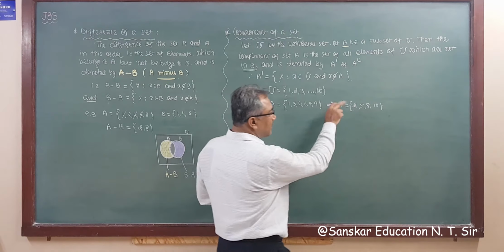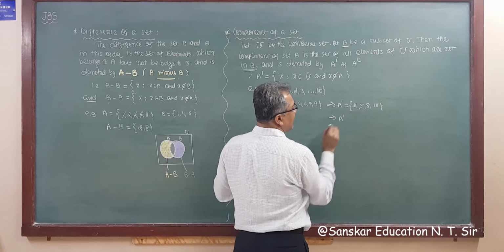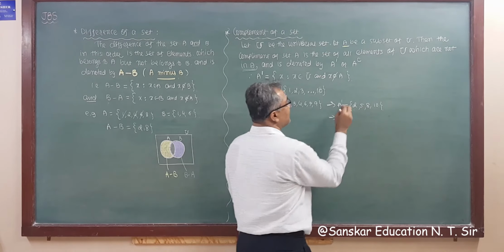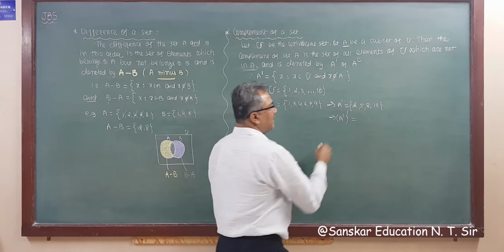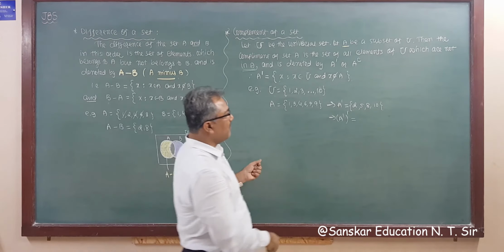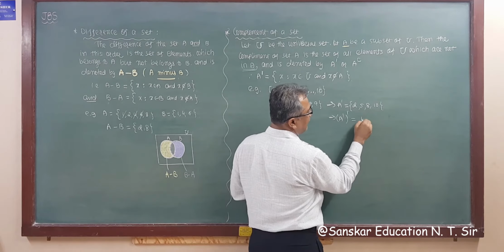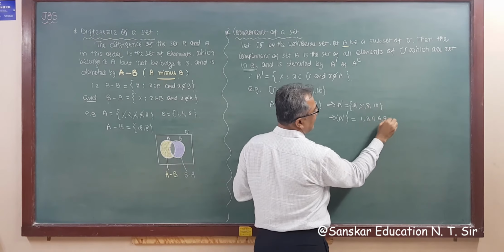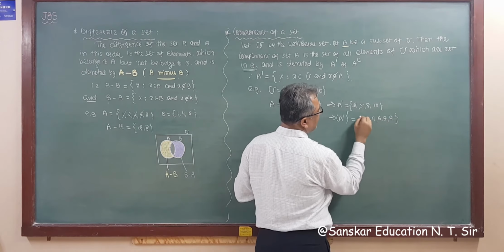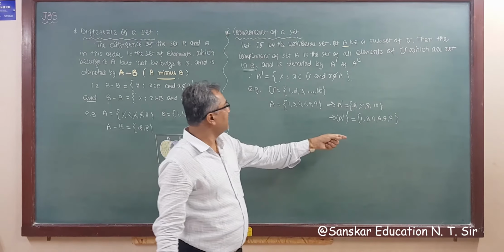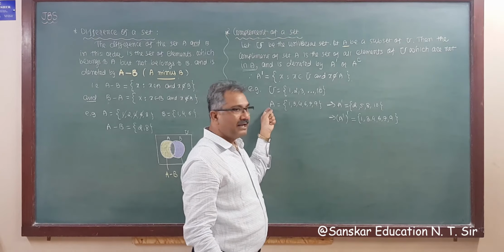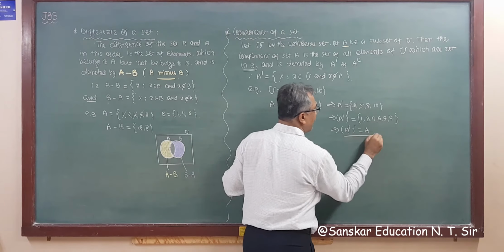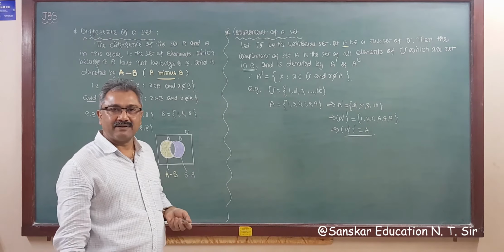Now if I take the complement of this A dash, I am taking the complement of this set again. So the complement of the complement. The missing terms are 1, 3, 4, 6, 7 and 9, that is A. So you get one result from this: A dash dash is equal to A. That is, the complement of a complement is the set itself, right?